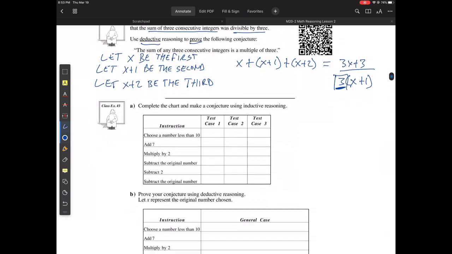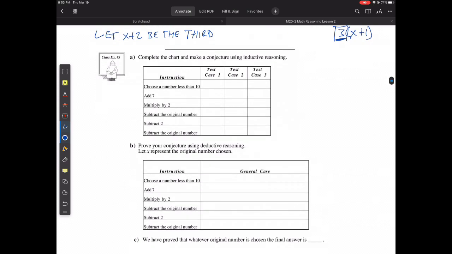For the second case, it says complete the chart and make a conjecture using inductive reasoning. So we're going to pick a number. Let's say the number will be 1. If I add 7 to that, then my number is going to be 8. If I multiply that number by 2, then it's going to become 16. If I subtract the original number, then I'm going to get 15. Subtract 2 from that, and I get 13, and then subtract the original number, and I wind up with 12. Let's pick another number.